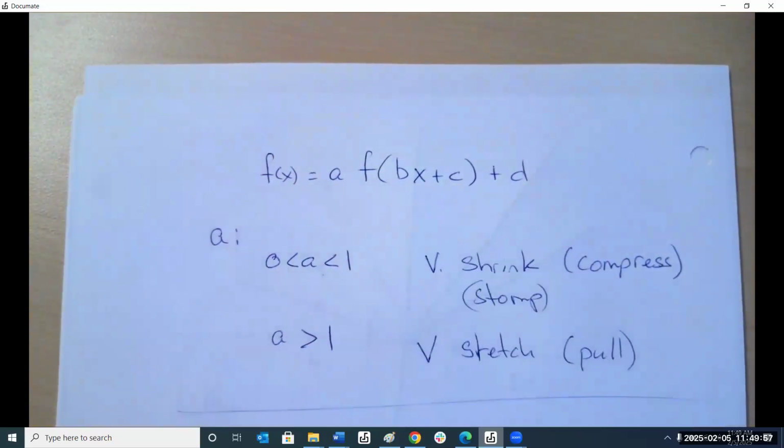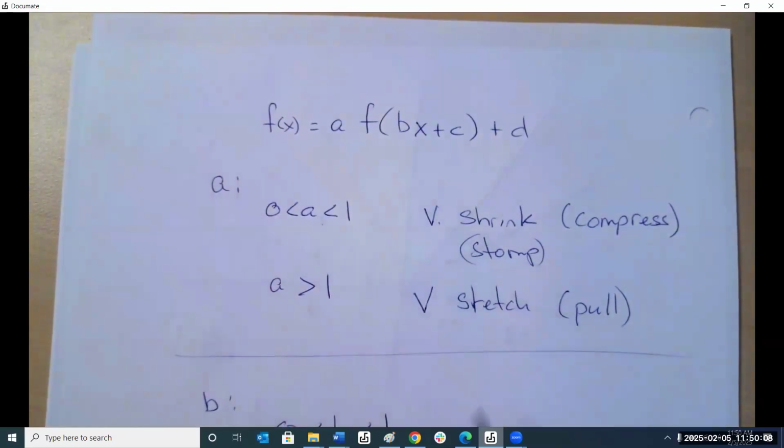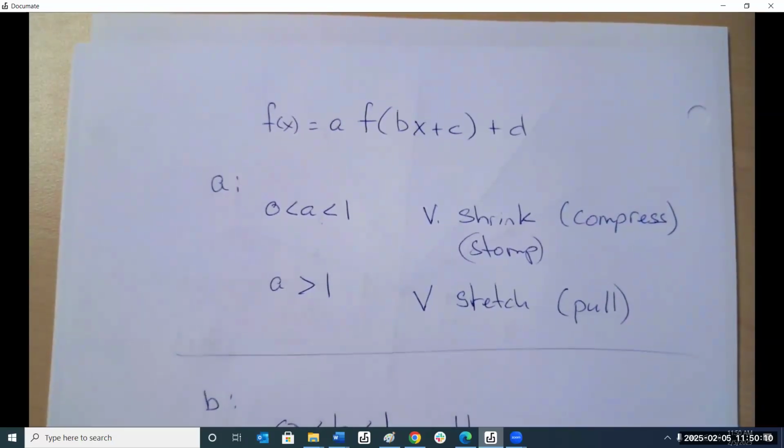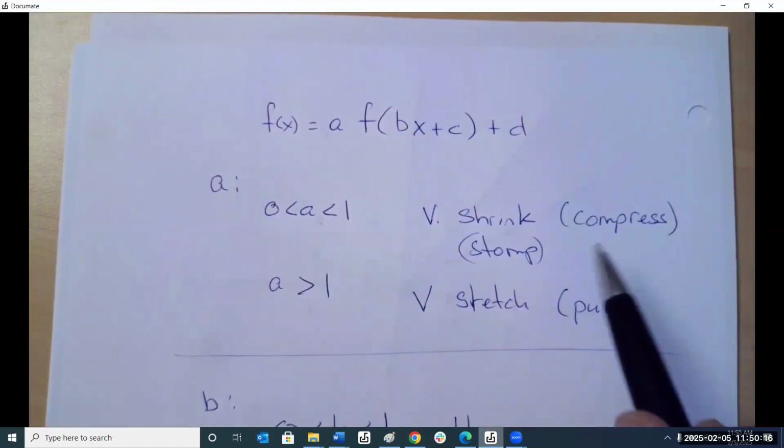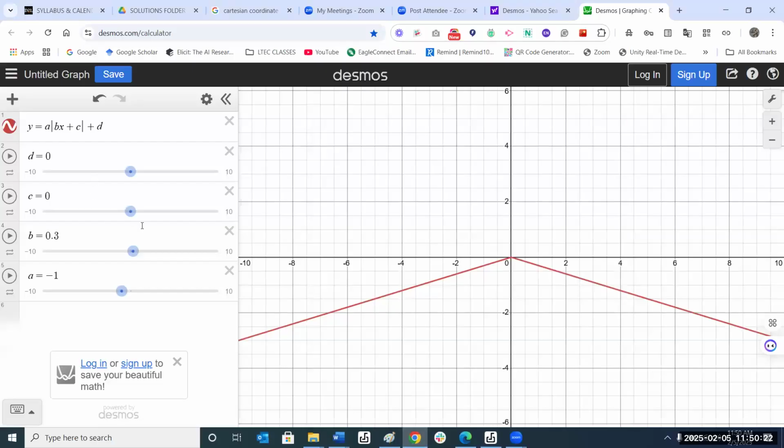Now inside there, what happens with B? If B is between 0 and 1, it happens inside there, so it's horizontal. Is it a stretch? Let's see. Let's go back to put everything in ones.